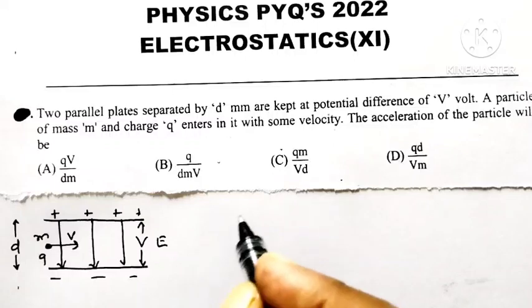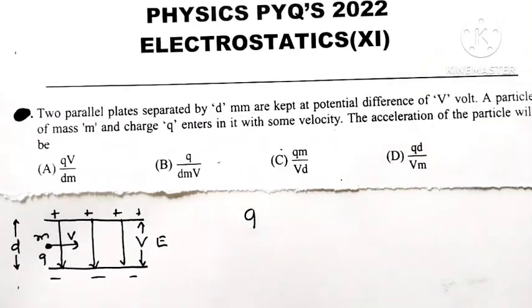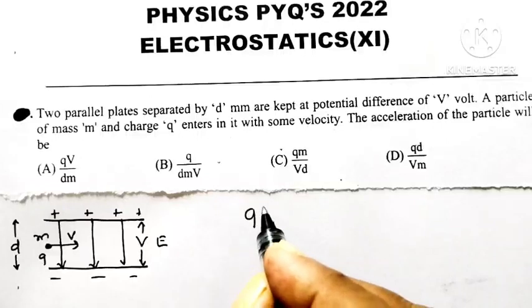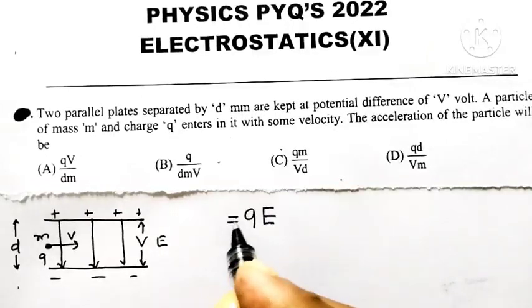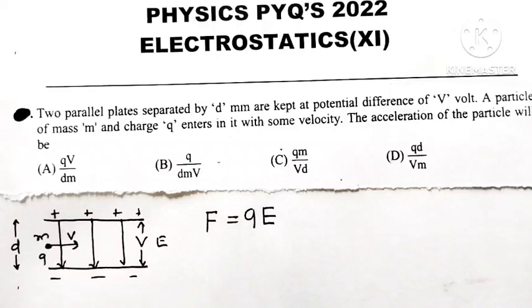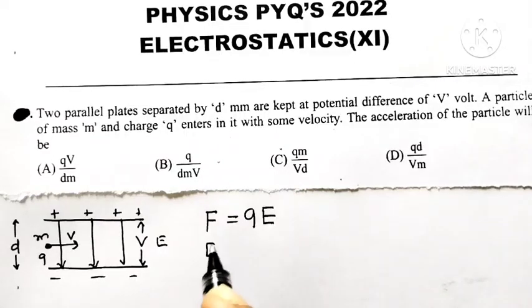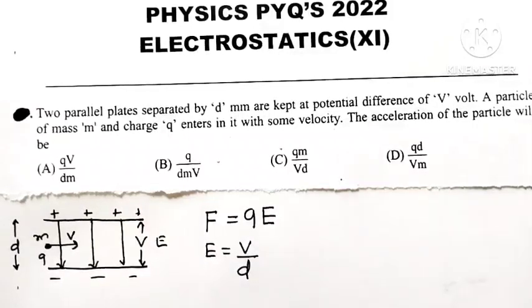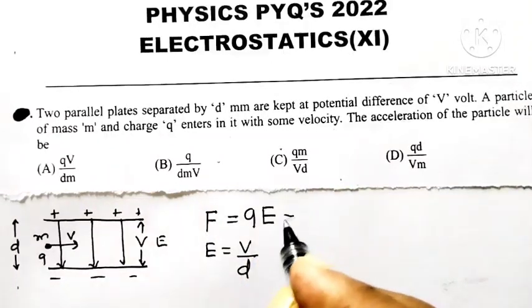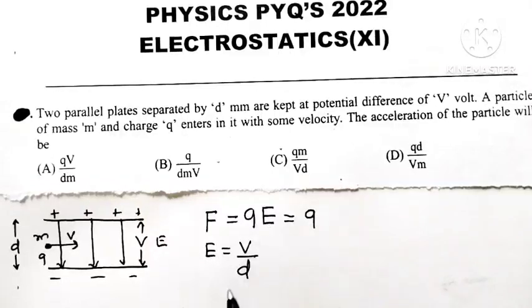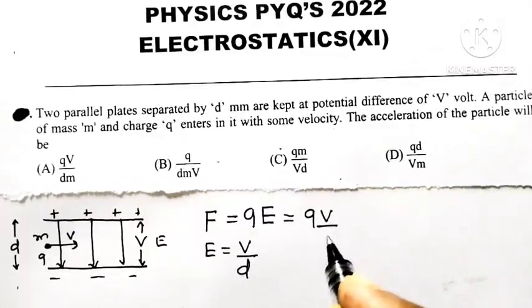Now because charge q is moving through a uniform electric field of intensity E, the force acting on the charge due to the electric field is F equal to qE. But we know that electric intensity is nothing but the negative of the potential gradient, or electric intensity is nothing but potential difference upon distance, V divided by d. So the force acting on the charged particle is q into, in place of E we can write V divided by d.